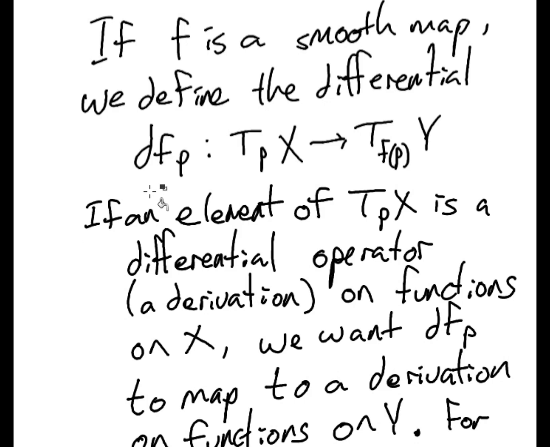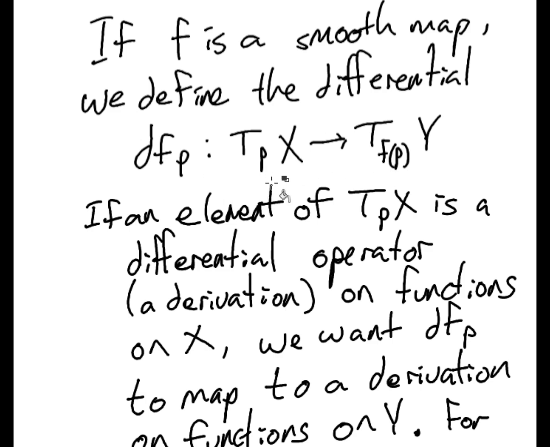We're going to define the differential. If we have a function that takes us from x to y, the differential of f at p takes us from the tangent space at p to the tangent space at f of p. So p under f is going to get mapped to some other point in our new manifold y. That new point has its own tangent space. So this tangent space is now going to map into this tangent space.